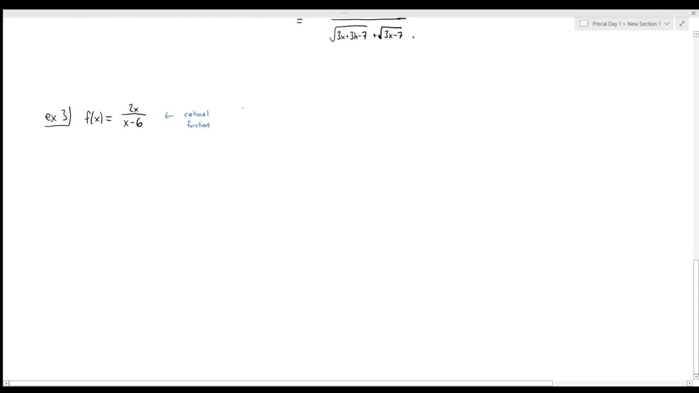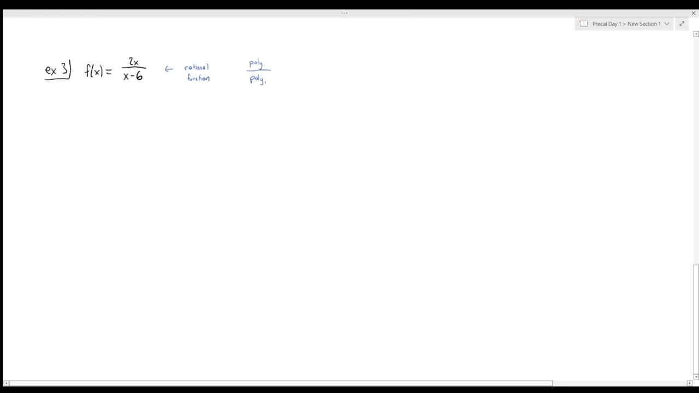In general, a rational function just refers to a function of the form like a polynomial over another polynomial. So any function of that sort is usually called a rational function. All right, so again, I'm just going to calculate the difference quotient.